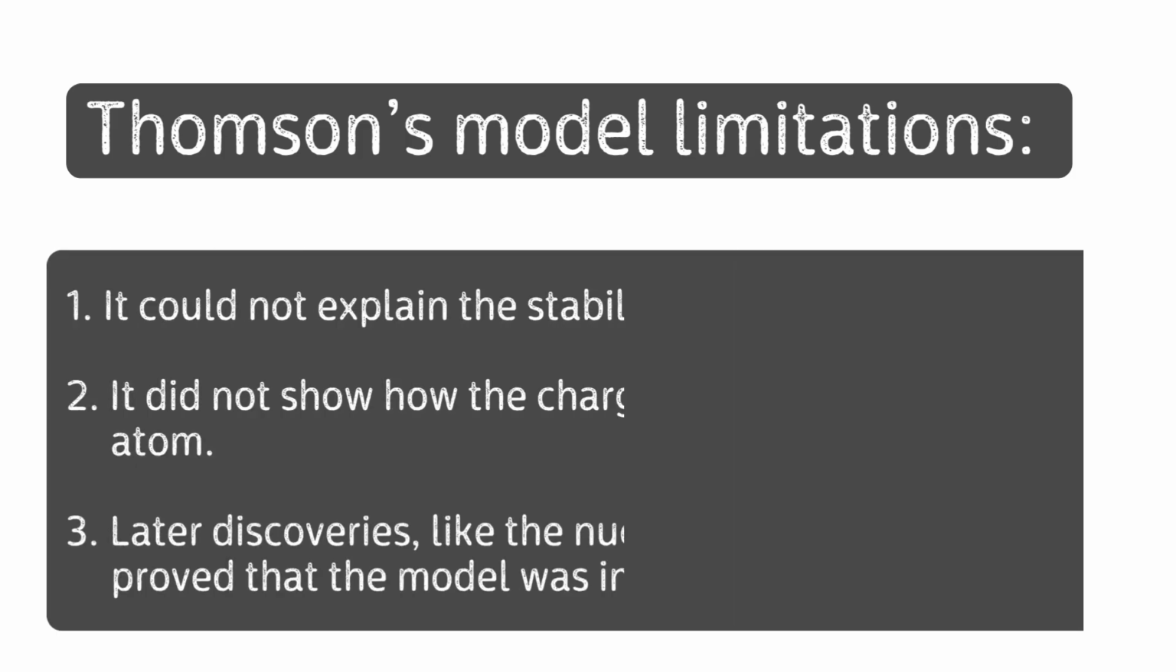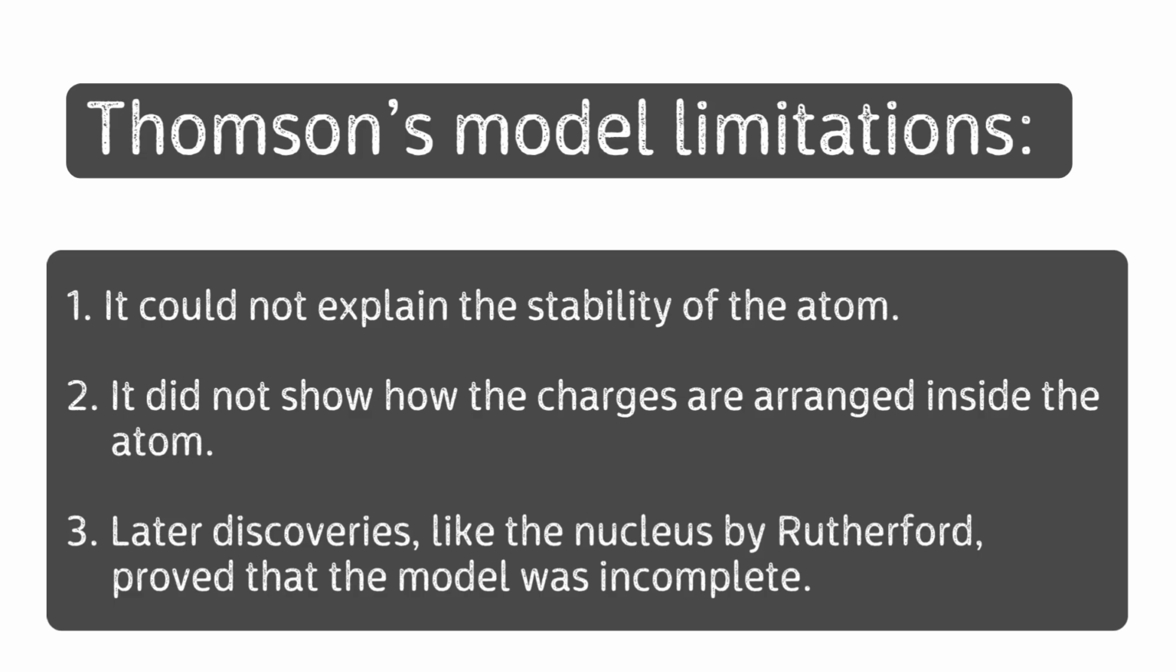Although Thomson's model was an important step forward, it had some limitations. First, it could not explain the stability of the atom. Second, it did not show how the charges are arranged inside the atom. Third, later discoveries, like the nucleus by Rutherford, proved that the model was incomplete.